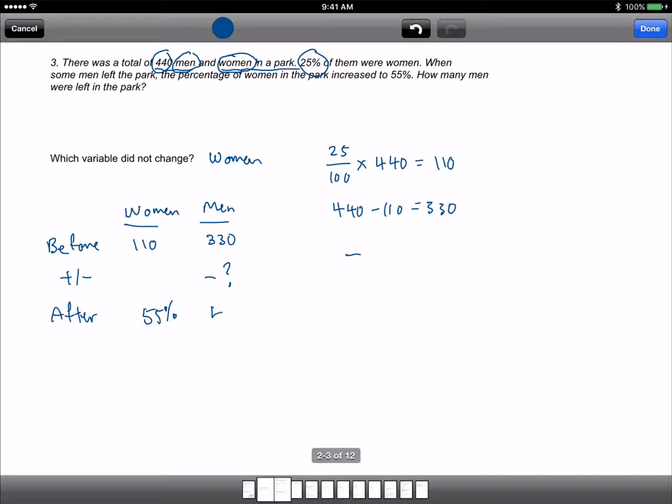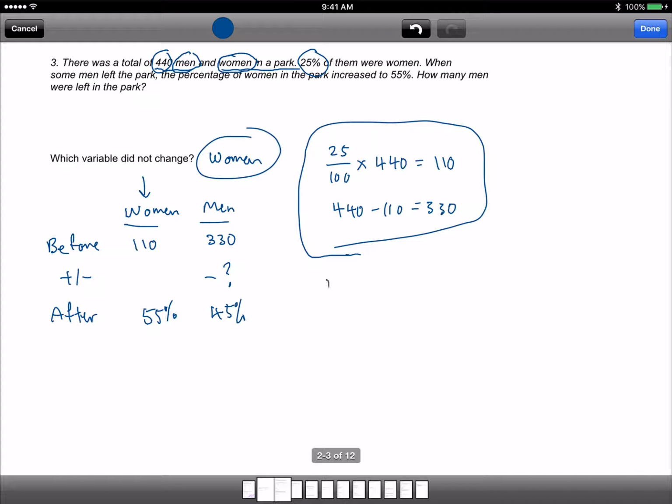Since it's 55%, this must be 45%, because both of these added together should give me 100%. Okay, so let's try to check. Since the number of women did not change, I must make this the same, and I will try to set up another table here. Right, this is my working. Okay, so let's set another table.